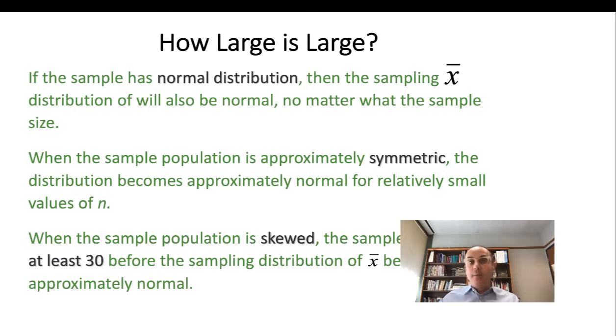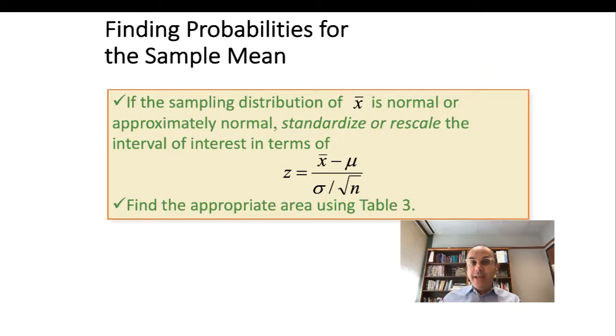If the population has a normal distribution, then the sampling distribution of X bar will be normal, no matter what the sample size. But when the population is skewed, the distribution becomes more normal as n increases. When the population is highly skewed, the sample size must be at least 30 before the sampling distribution of X bar becomes normal. So this is how we find the probability.